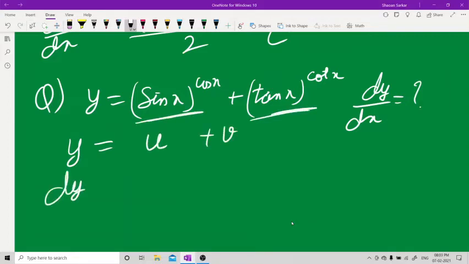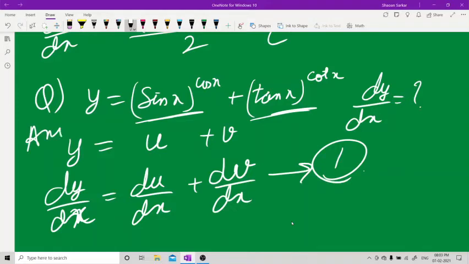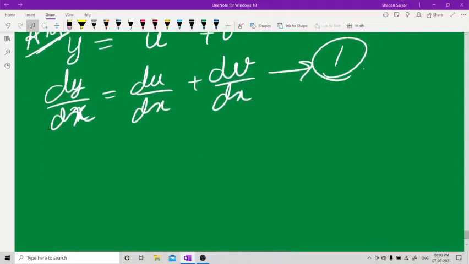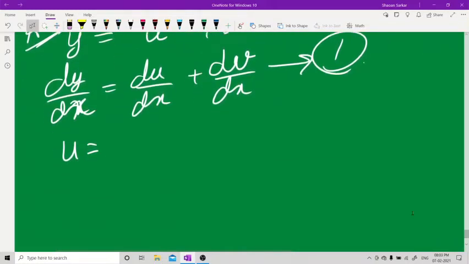Now dy by dx is equal to du upon dx plus dv upon dx. Now call this equation 1. This is the way to do the solution. Now what you have to do is, u is what? What did I take u as? I took u as sin x to the power of cos x.